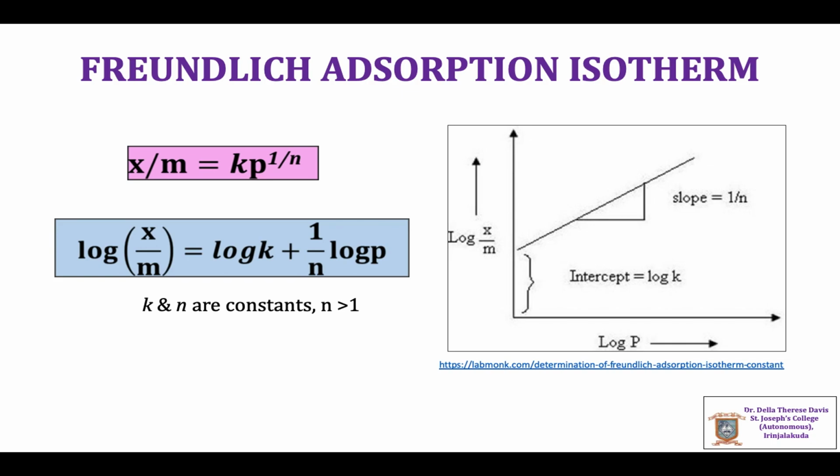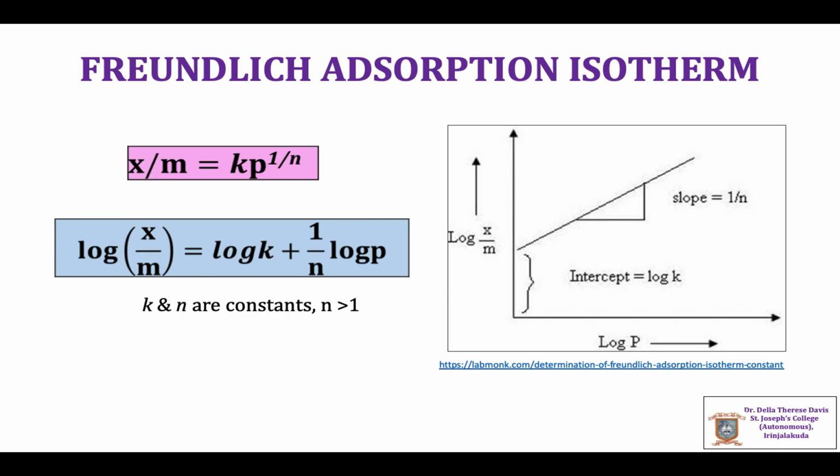Thus, the entire equation becomes log x by m is equal to log k plus 1 by n log p, where k and n are constants, p represents the pressure and n is always greater than 1. This logarithmic form of Freundlich adsorption isotherm is of the formula y is equal to mx plus c.